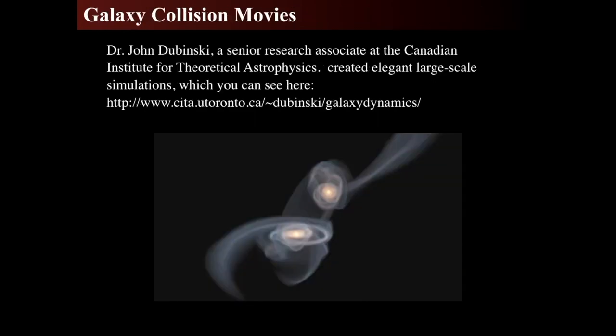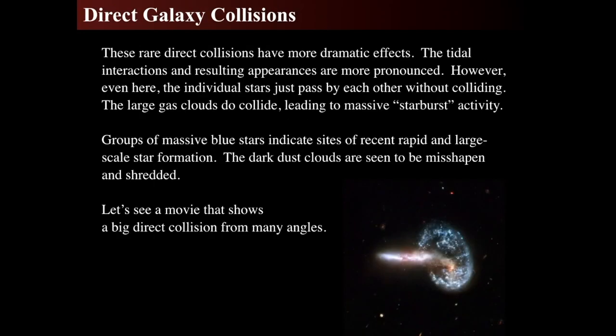There are a number of these simulations that people have done. Dr. Dubinsky over at the Canadian Institute of Theoretical Astrophysics has created a wonderful series of videos that you can go check out. There's his website. And there are others as well, and direct galaxy collisions are really pronounced. When they occur, and when you have very tight collisions where the cores come very close to each other, there's a huge amount of what we call starburst activity. Starburst activity means the clouds of gas and dust collide and get overdense and form stars very rapidly.